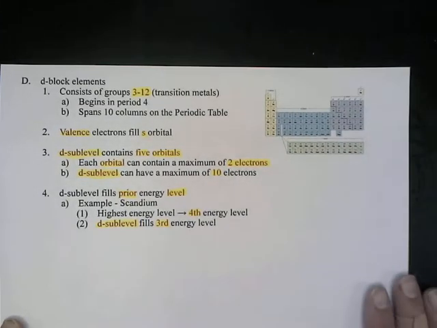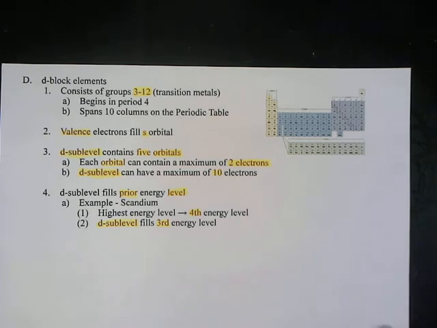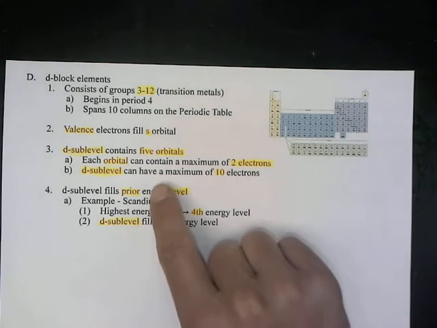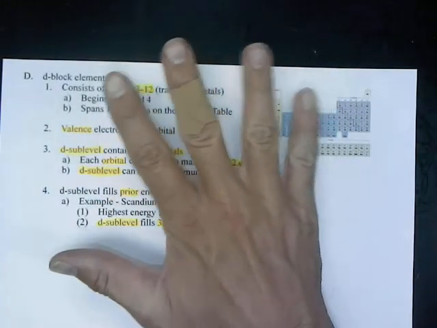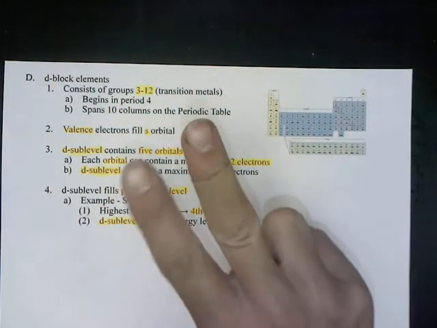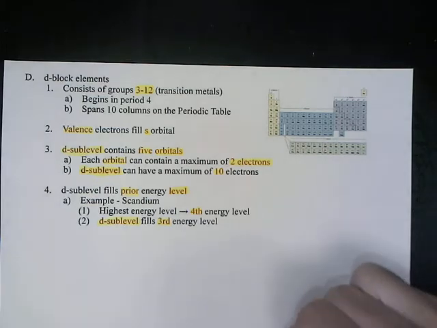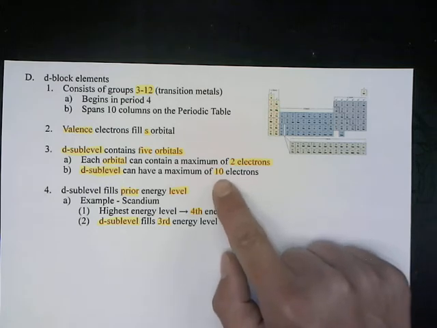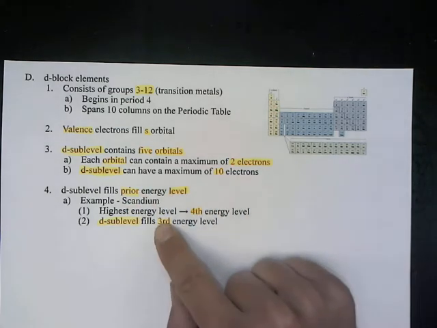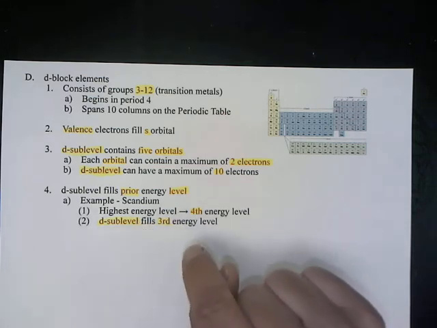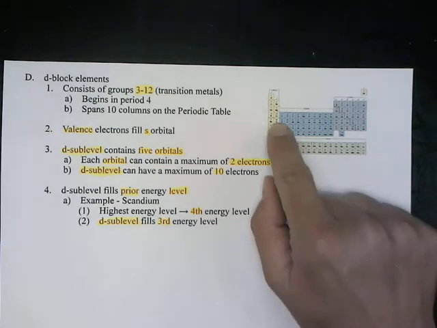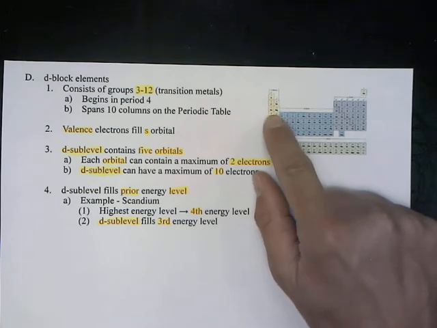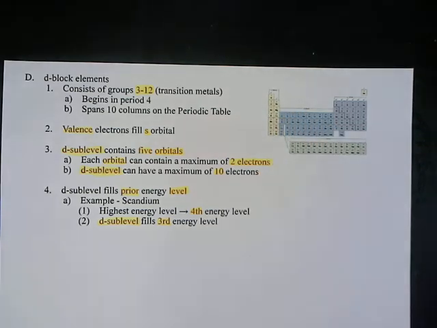That's a really important thing there. If you want to highlight that point, it is essential. It is crucial. Now, D sublevel has 5 different orbitals. Each orbital can hold a max of 2 electrons. So 5 times 2 is 10. The D sublevel can hold a max of 10 electrons. This business here on point 4, D sublevel fills prior energy level. So remember, here with scandium, we went 4s2 and then we went backwards to 3d1. Okay, so that's important. We'll talk about that again with the F block elements.